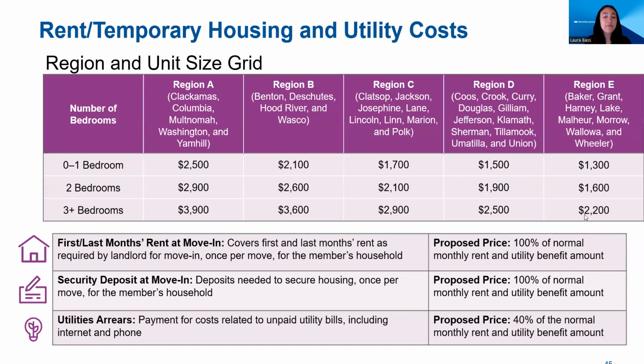That's a payment for costs related to unpaid utility bills, including internet and phone. For each month of unpaid utility bills, we're proposing a rate of 40% of what's shown in the grid. Based on our review of utility costs for various household sizes and regions, we believe this is an appropriate limit to cover all the utilities that may be past due when they're not paid with rent.